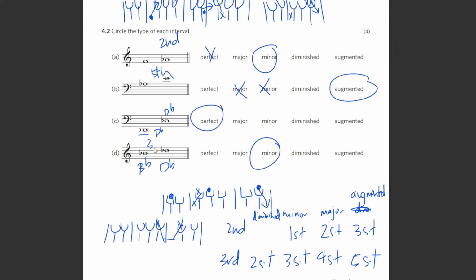And this is a third. B flat to D flat is a third. So this is one way of doing it. I can also do it another way, using the major key as a reference. You'll get the same answer.